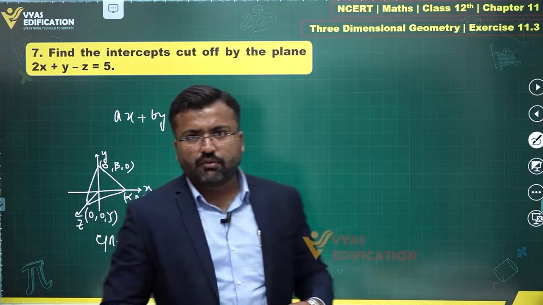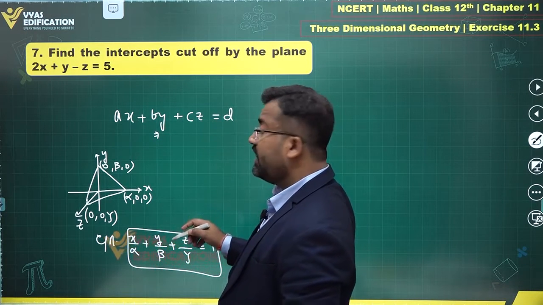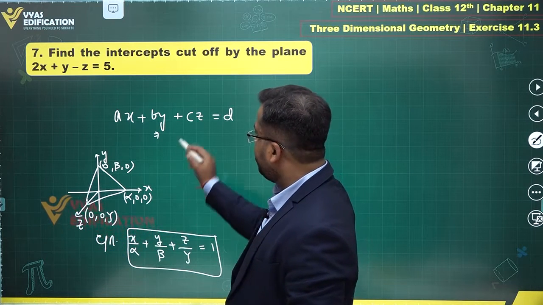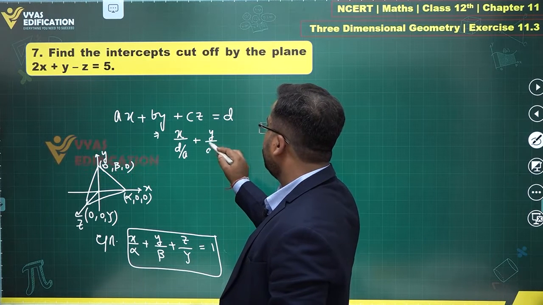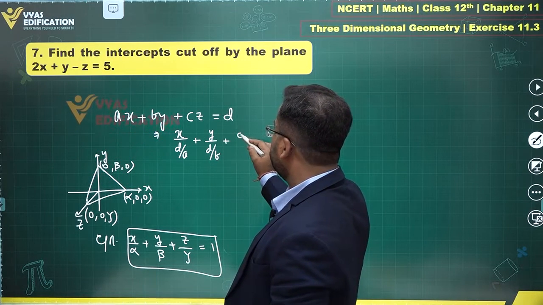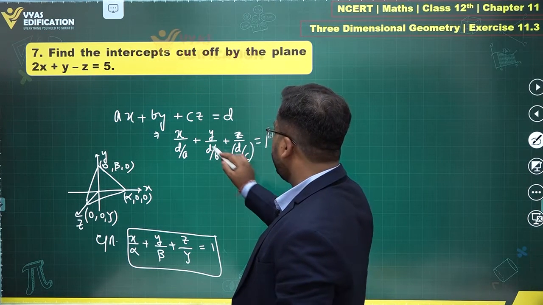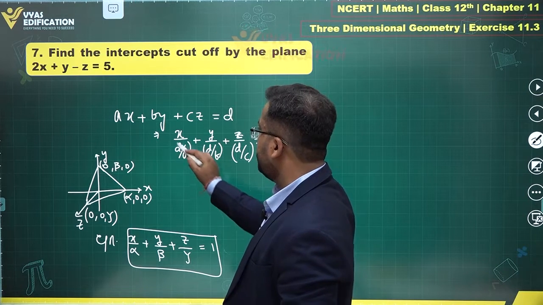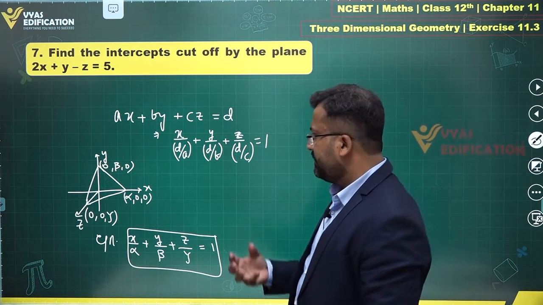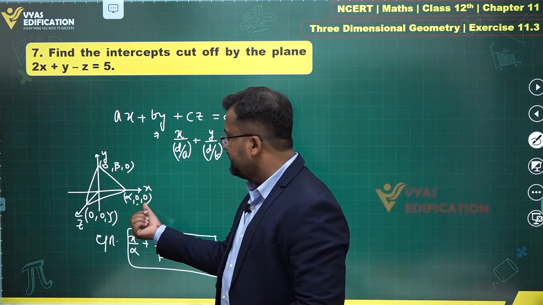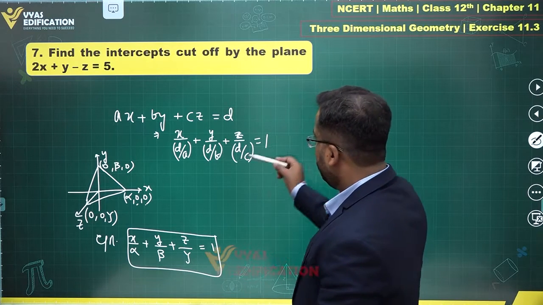Similarly, this particular equation can be converted to this form by making the right side 1. So you divide throughout by d, and you write x upon d by a plus y upon d by b plus z upon d by c is equal to 1. This gives me the x intercept, the y intercept and the z intercept. There's another way of finding them. For example, for the x intercept you can put y and z equal to 0, and you'll get the value of x, that's the x intercept. That's another approach, and this is one of the approaches.